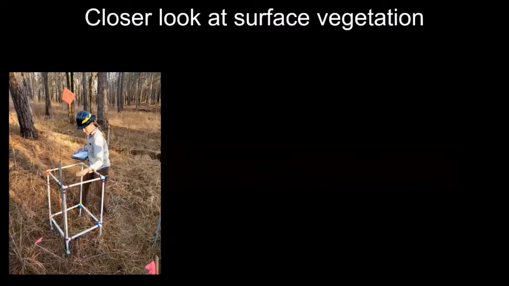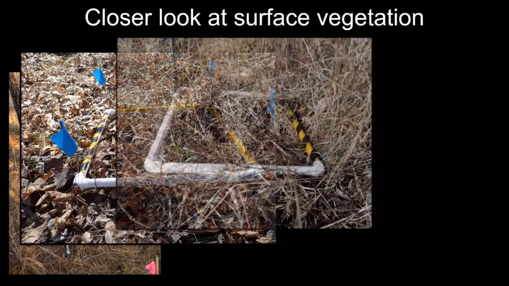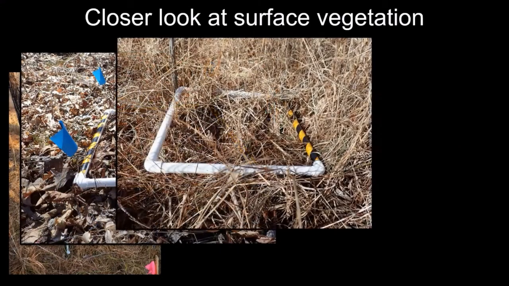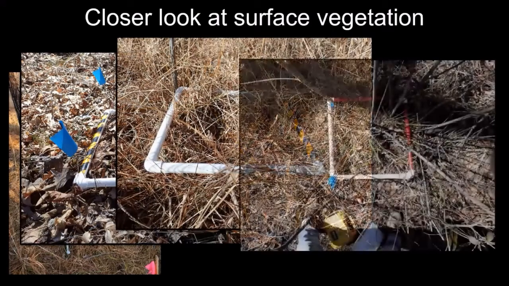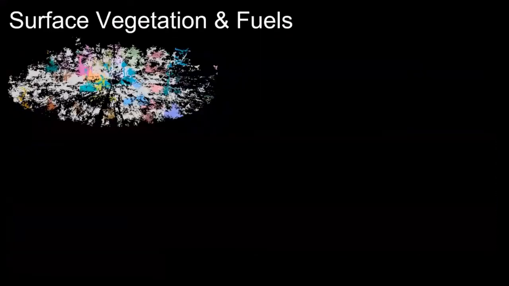So a little bit closer look at the surface vegetation that we measured. So this is using the 3D sampling method. And here we can see the leaf litter plot. And here's more of a grass and pine needle plot. And here's more when we have some definite stems to measure in our plots, just to give you a representation of what we've measured.